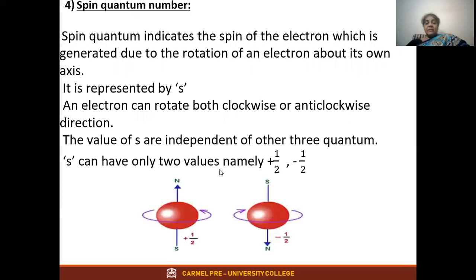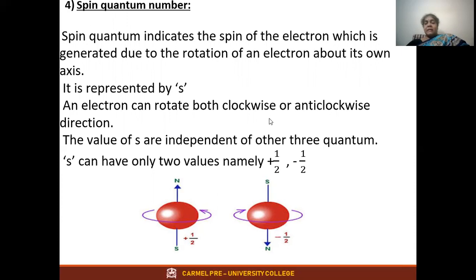Okay, so this is how it looks. This is clockwise spinning, this is anti-clockwise spinning. Minus half, plus half. If it is plus half, clockwise; minus half, anti-clockwise. So this is the fourth and the last quantum number. So totally 4 quantum numbers.